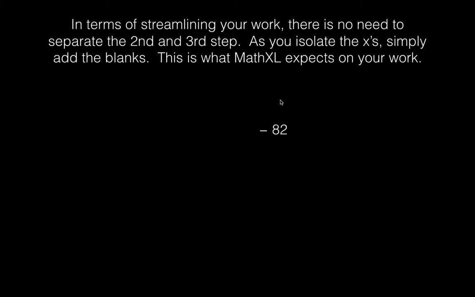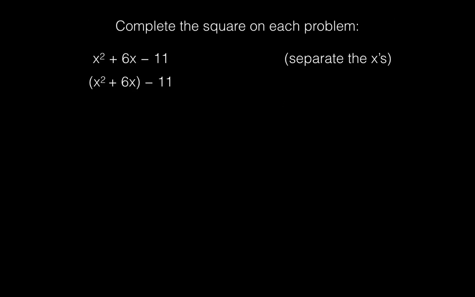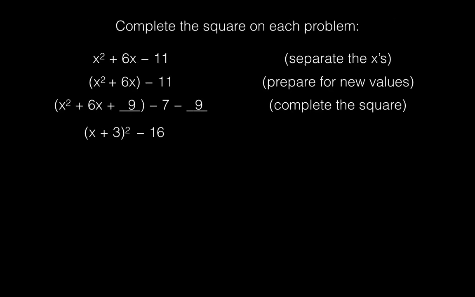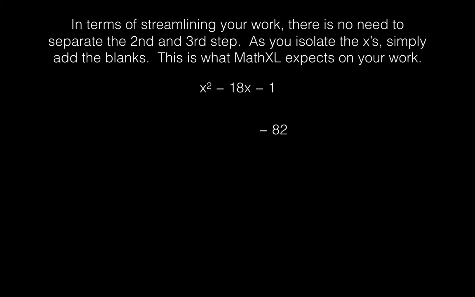But again, as you isolate the x's, simply add the blanks, and this is what Math Excel expects on your work. So going back to what I'm talking about, there is no need for this. So on your paper for Math Excel, you'll go straight from here to here, because when you do this step, there's no need for you to not add the blanks since you're separating them anyway. So just put parentheses plus 6x and then plus blanks, as you'll see that I'll put here.